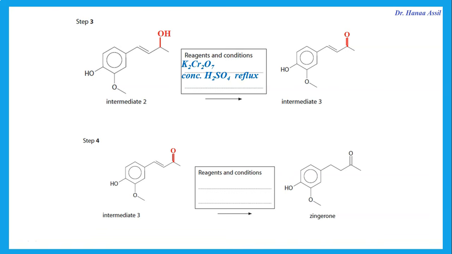And then how do I change this ketone to that final Zingerone? What is the difference between them? It is the removal of that double bond. So to remove that double bond, we do hydrogenation with hydrogen and nickel catalyst. That gives the final required product.